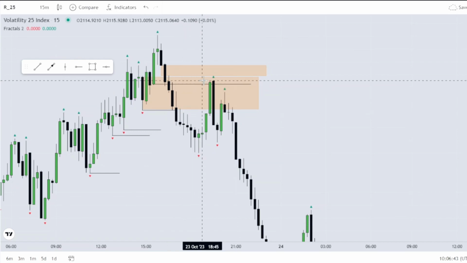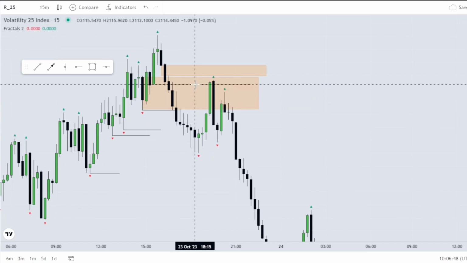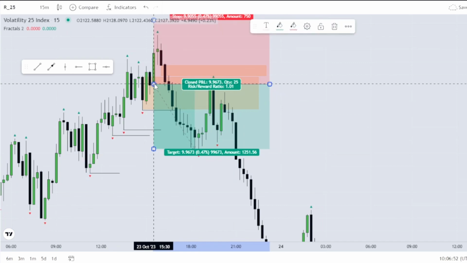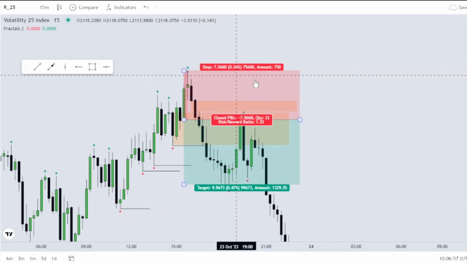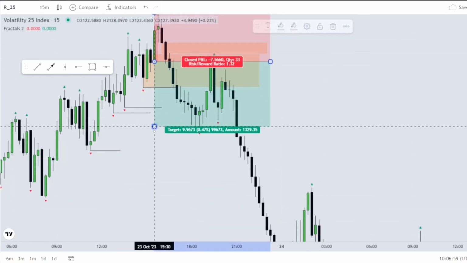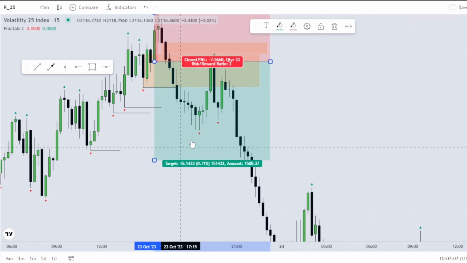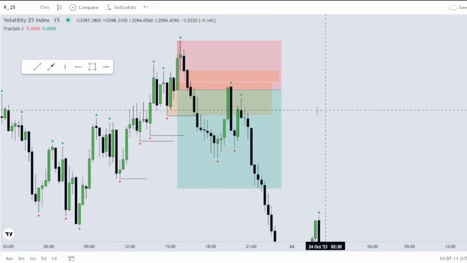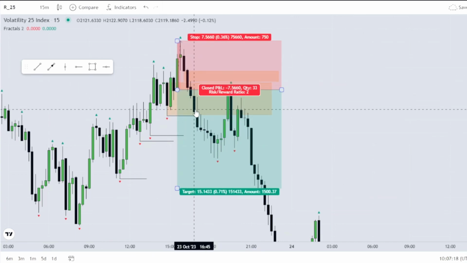Take a short position. You can take it on that fair value gap or on that breaker. Let's say I took it on that order block, and I would have risked that point for a 1:2 risk to reward. And there you have it. That would be a setup using market structure shifts, fair value gap, and displacement.